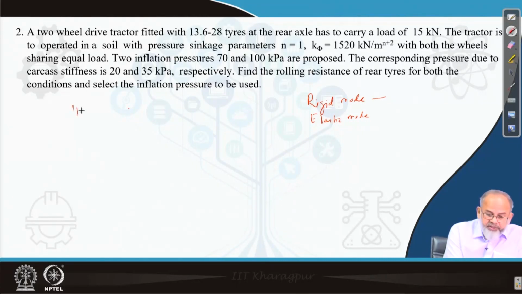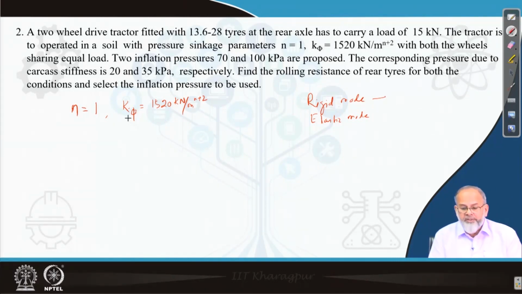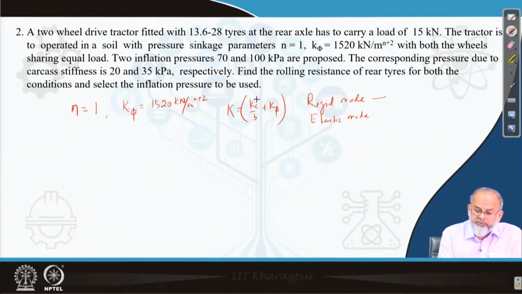What is given? The n value is given, n is 1, k phi is given as 1520 kilonewton per meter raised to the power n plus 2. Since the Kc value is not given, that means Kc is assumed to be 0. So, K is equal to Kc by b plus k phi. Since the Kc value is not given, we assume it to be 0, so this component will be 0. Now, k phi will be equal to K.